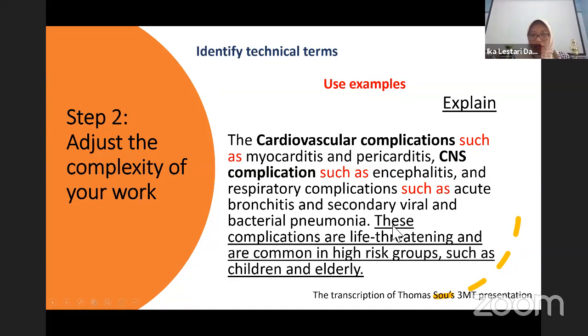So here, Thomas tried to explain what those terms mean, the ones that I underline. "These complications are life-threatening and are common in high-risk groups, such as children and elderly." So it doesn't matter whether the technical terms are hard to understand, because the audience can get the point at the end, which he explained: those complications, those words hard to pronounce, are actually life-threatening, and are common in high-risk groups such as children and elderly. So we need to remember that we have a responsibility to explain those complicated and sophisticated terms.